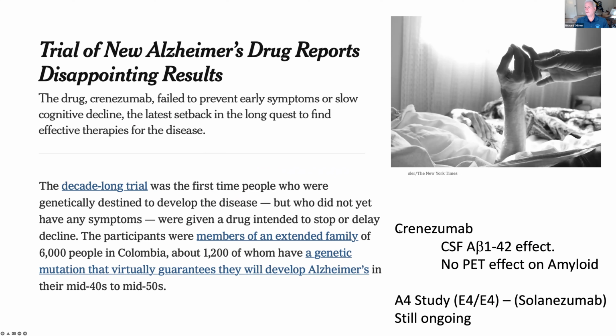Unfortunately, the drug chosen 12 years ago has only a modest effect on brain amyloid. So it's a study that showed no benefit, but maybe the drug was the wrong one. There's still a large asymptomatic study ongoing in homozygote E4s. And that one should report out relatively soon.